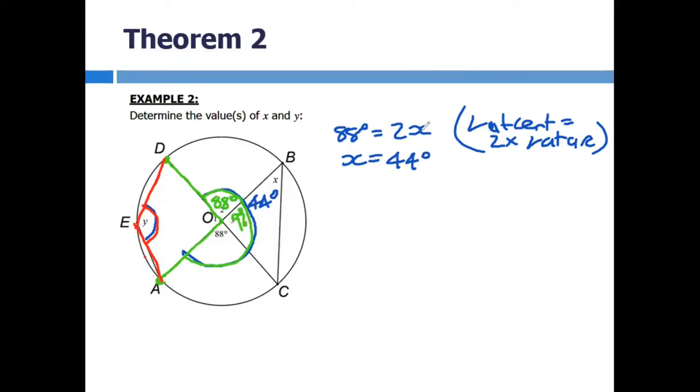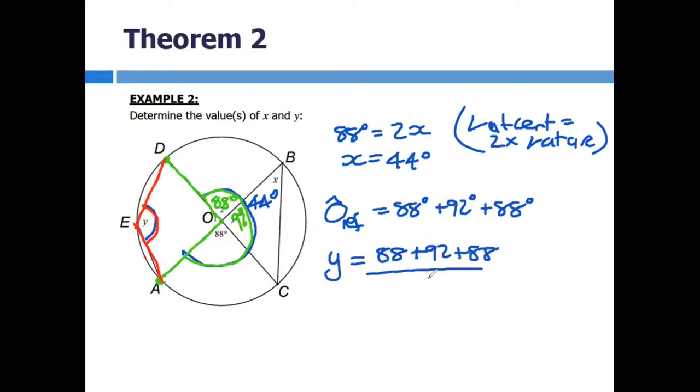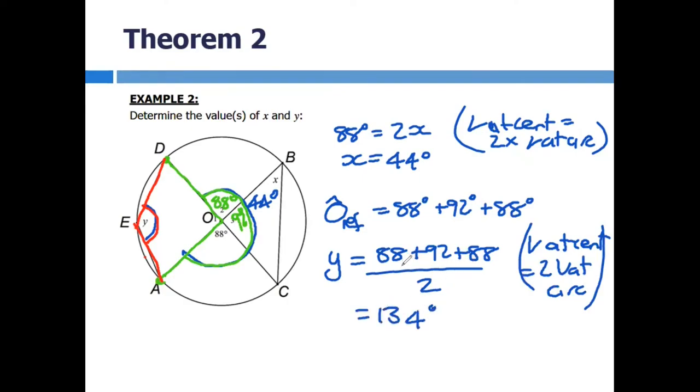Which means that that O reflex that Michelle was talking about is going to be equal to 88 plus 92 plus 88 degrees. And that means y is going to be half of that. So your 88 plus 92 plus 88, all divided by 2, and that's angle at center equals 2 times angle at circumference. Does everybody follow what we did there? And that's 134 degrees. Are we all happy with that?